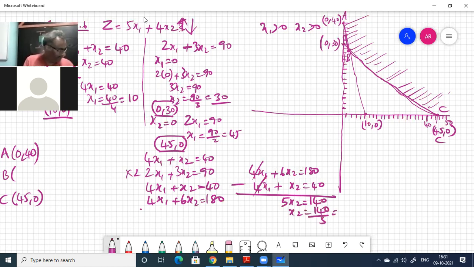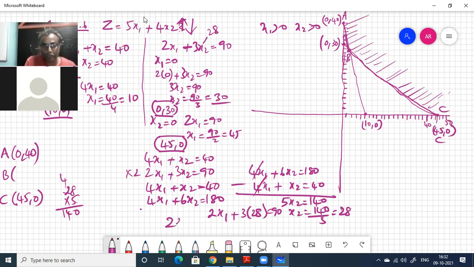How much will that be? 140 by 5. 28 into 5 is 140. Okay, x2 is 28. Now you find out x1. 2x1 plus 3 into 28 is equal to 90. Correct. You substitute x2 equal to 28 there.